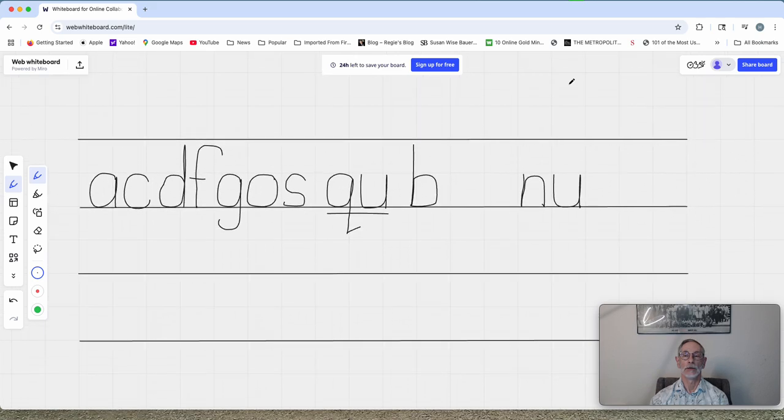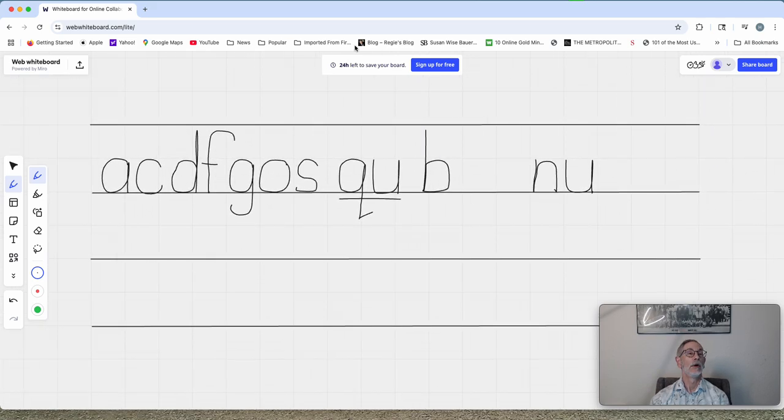Oops, oh yeah, I forgot I can do this too. Also notice webwhiteboard.com is where I got the whiteboard, and oops, I didn't mean to do that.